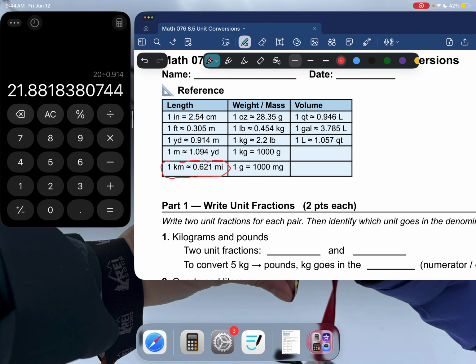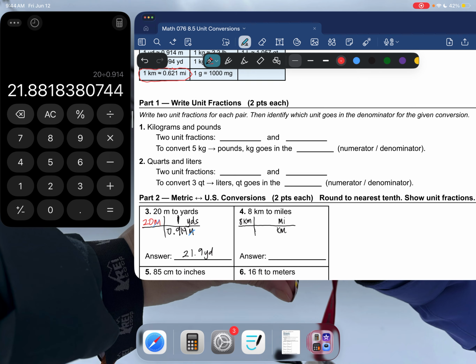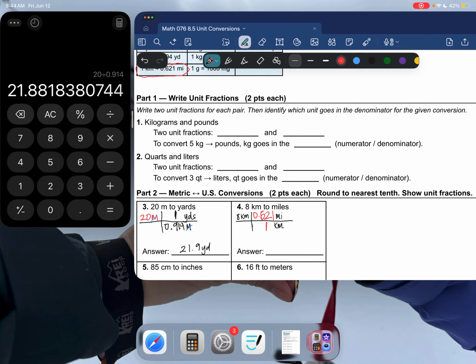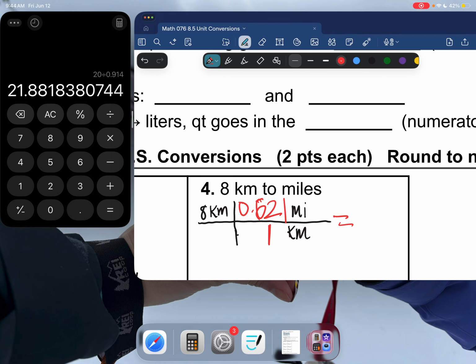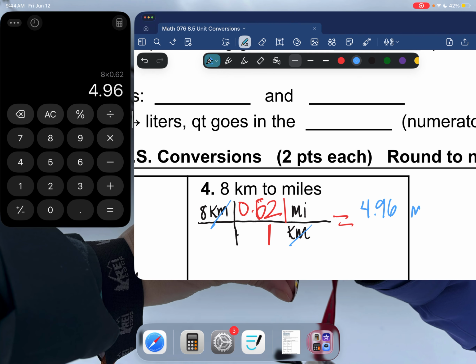Miles to kilometers. 1 kilometer equals 0.621 miles. So I'm going to put those numbers in here. In front of miles, I'm going to put 0.621, and in front of kilometers, I'm going to put a 1. And then I'm going to go ahead and multiply this out. First, I'm going to cancel my units. My kilometers cancel. I get 8 times 0.621, and technically it's divided by 1. I'm not going to write the 1. I get 4.968 miles. That's my conversion.